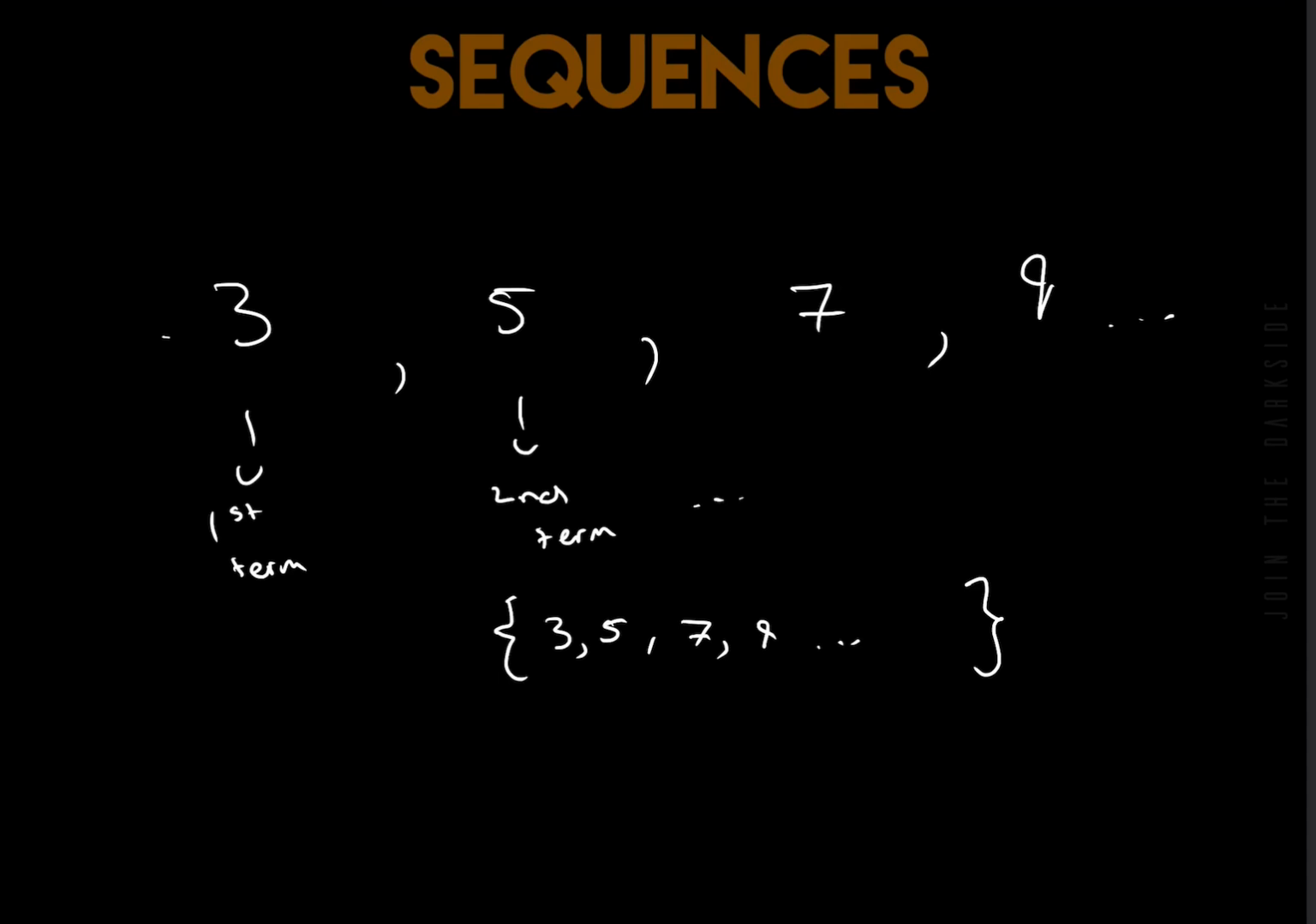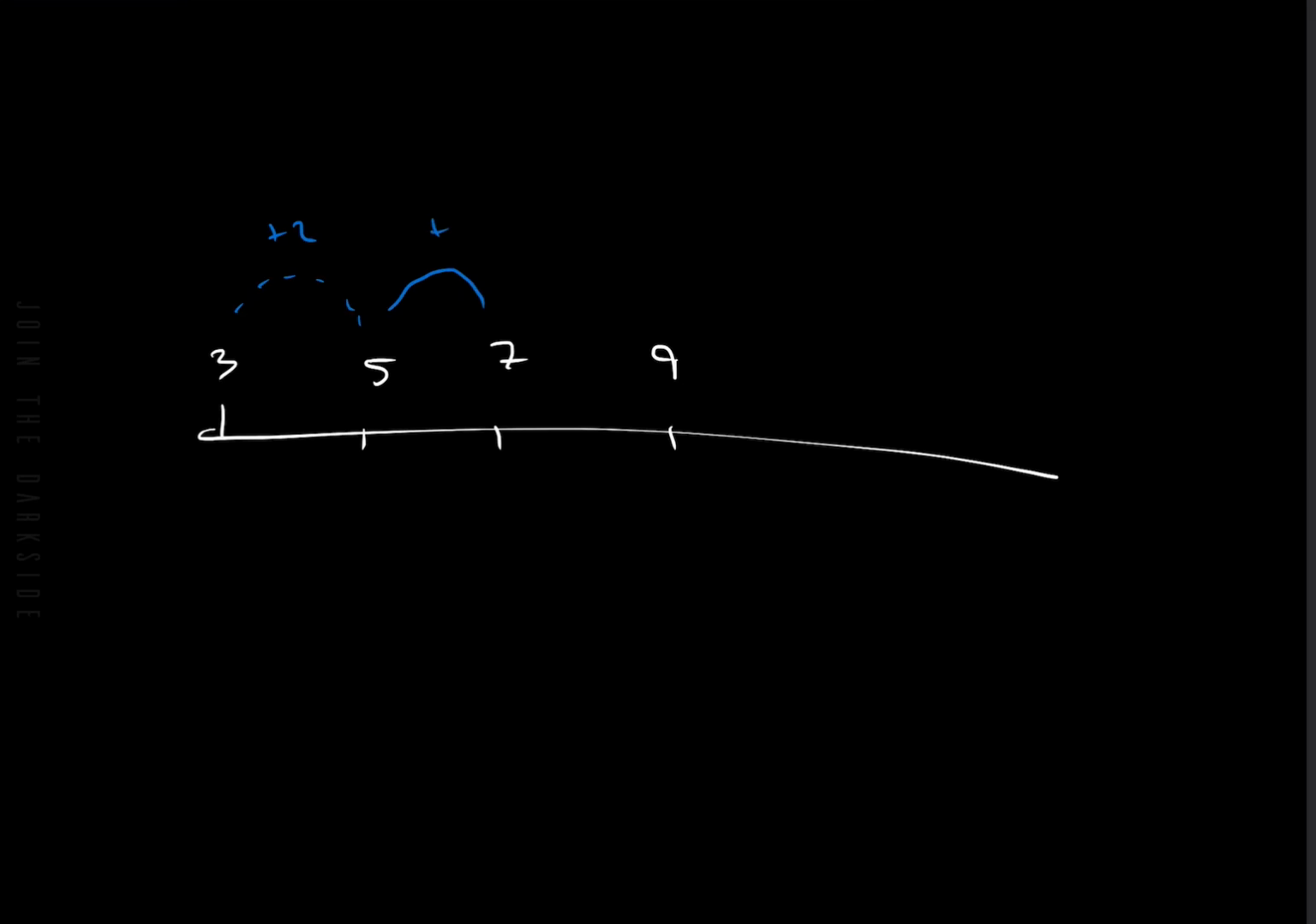So let's take 3, 5, 7, 9. If we use a number line, 3, 5, 7, 9. Like I said, from 3 to 5, you add 2. From 5 to 7, you add 2. From 7 to 9, you add 2. So the common rule in this is adding 2. So the sequence here starts at 3 and jumps 2 every single time.